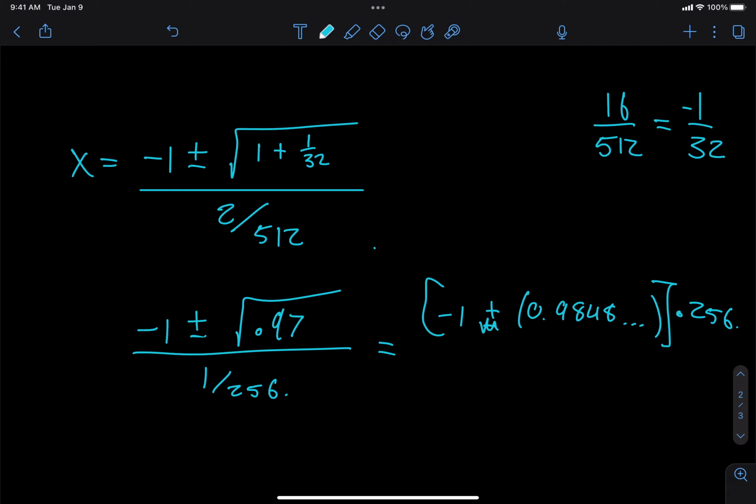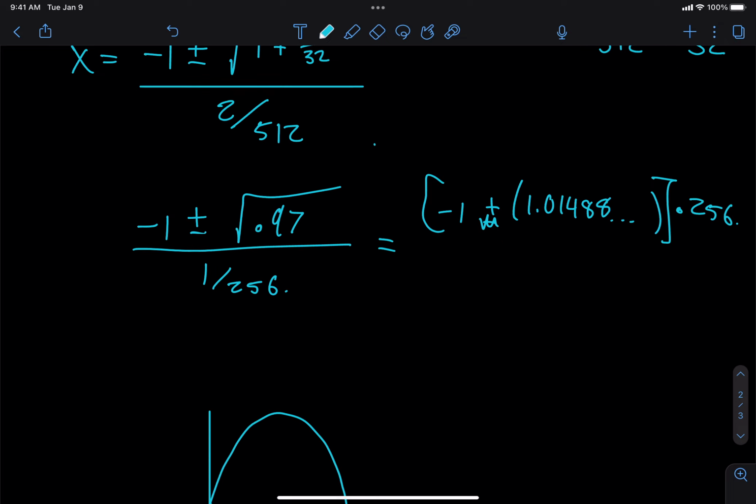How do I ants? I don't have an ants button. Square root of 1.03. Fine, I won't use ants. Gives us something like 1.01488, something like that.